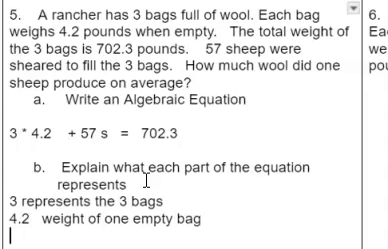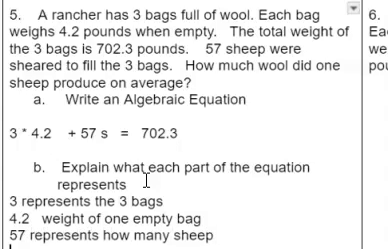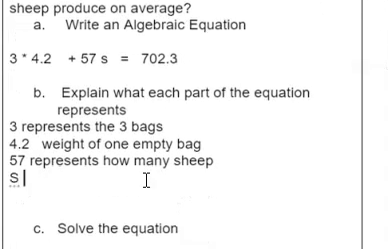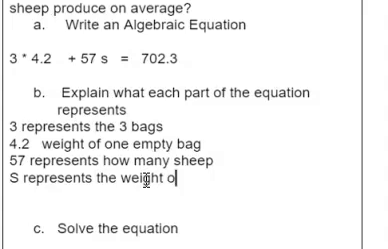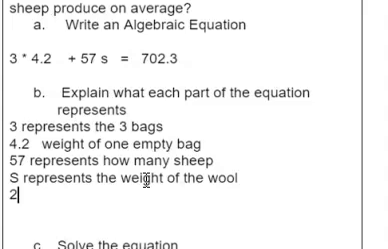So 3 times 4.2 is the weight of all the empty bags. The 57 represents how many sheep. The S, or whatever variable you chose, represents the weight of the wool. And the 702.3 is the total weight.